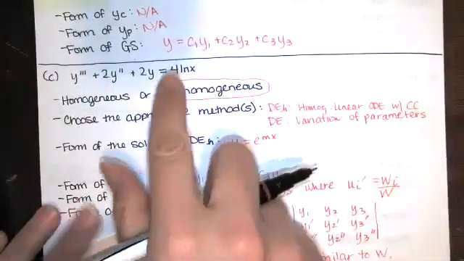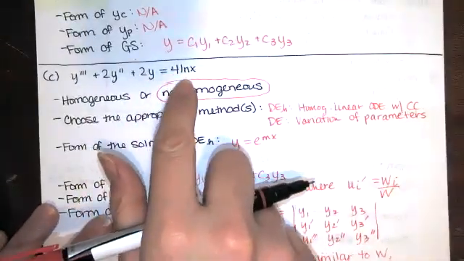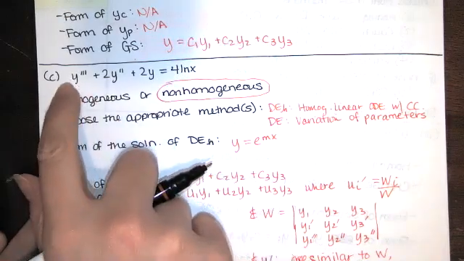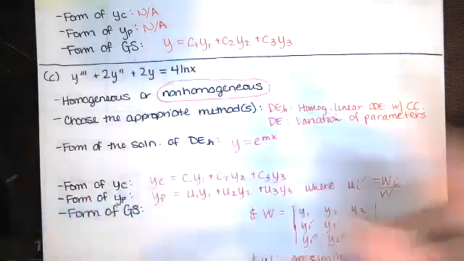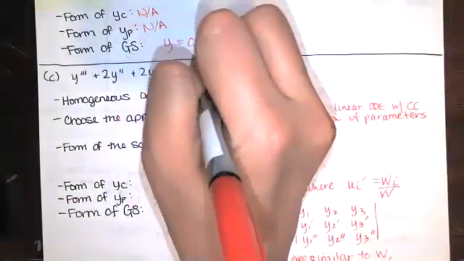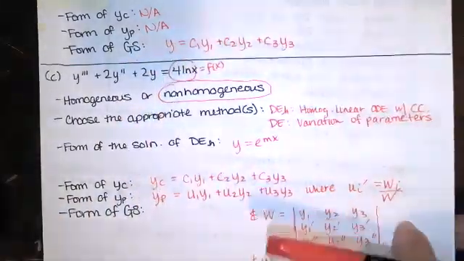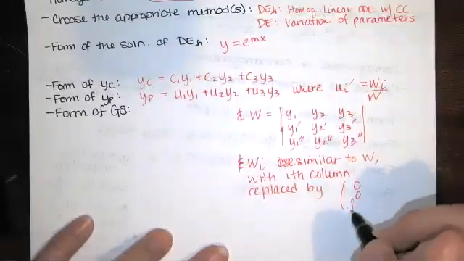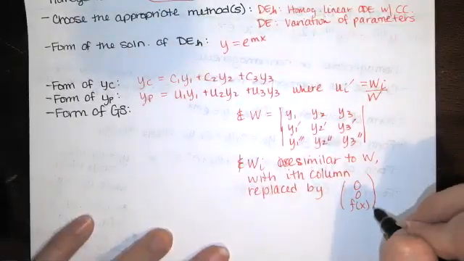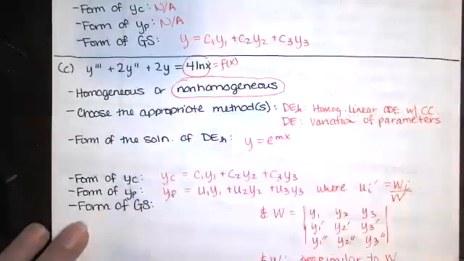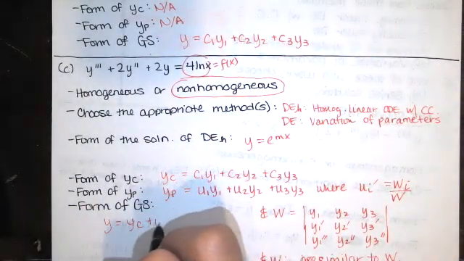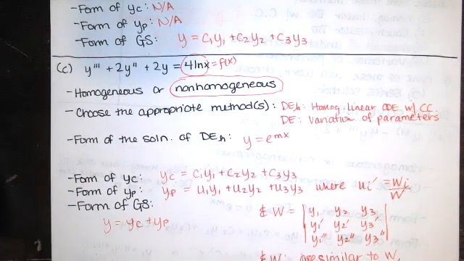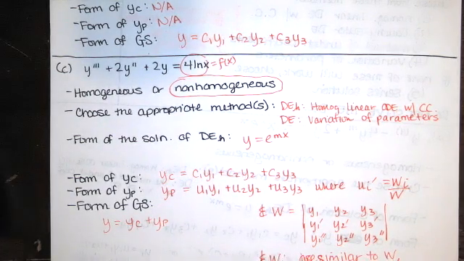And f of x comes from taking the right-hand side after the leading coefficient is 1. Since the leading coefficient is already 1, this is our f of x this time. And remember, this is your only option for this one because of that natural log there. And the form of the general solution is y equals y sub c plus y sub p. Let's do this again for another differential equation.